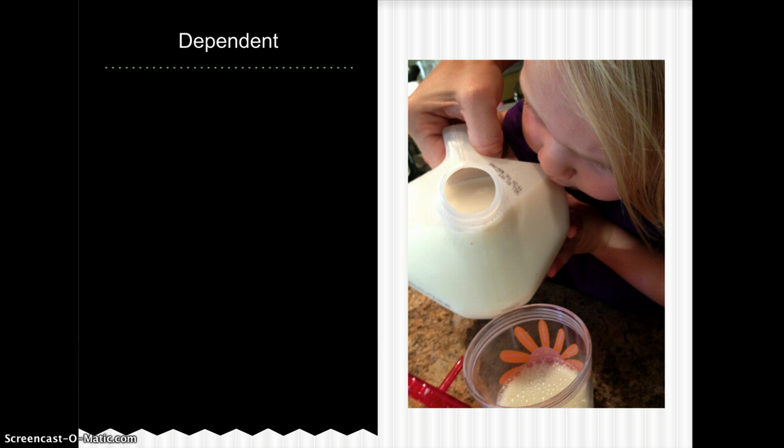So what does it mean to be dependent then? It's really the opposite. You can see another picture of Rory, and she and I are pouring a glass of milk. That's my hand on the milk jug, kind of guiding the milk so we don't spill it everywhere. So Rory needs help when pouring milk. Again, two key words, needs help. It relates to being dependent.